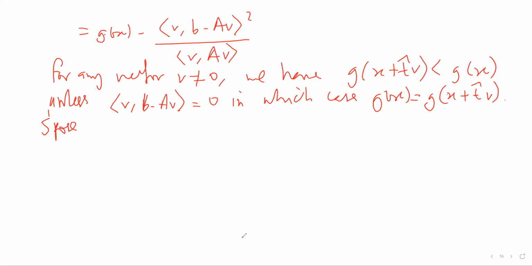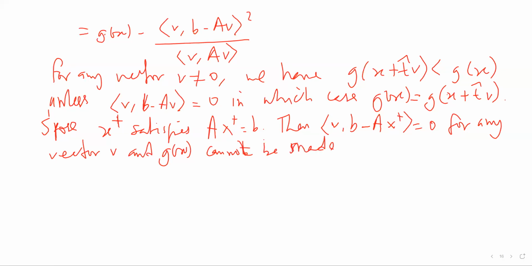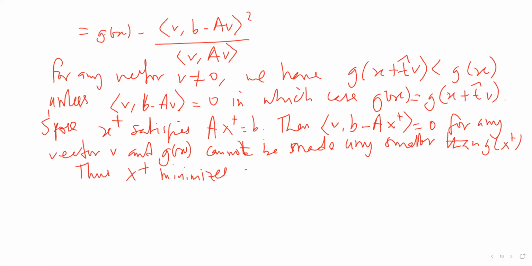So suppose that X dagger satisfies AX dagger is equal to B. Then V(B minus AX dagger) is equal to 0 for any vector V, and G of X cannot be made any smaller than G of X dagger. So thus X dagger is really a minimizer of G.